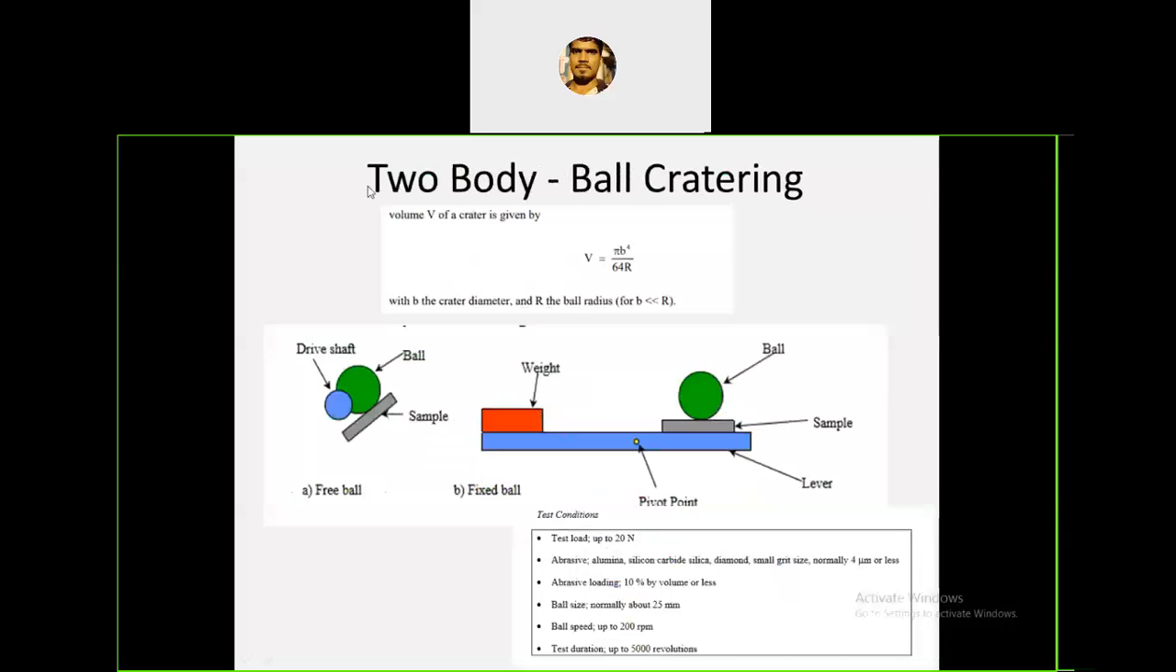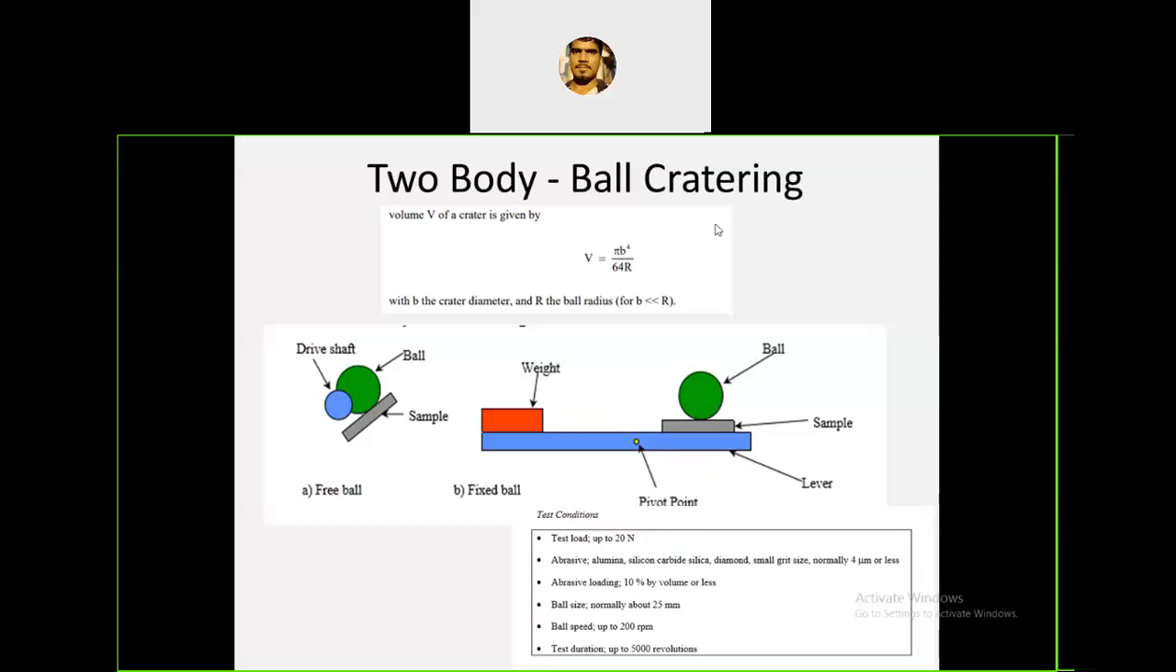And the third one is two body ball cratering. This is also one important test. It is used to measure the wear rate, and it is also used to prepare the specimen for TEM or SEM analysis. SEM means scanning electron microscopy, and TEM means transmission electron microscopy. So for TEM or SEM analysis, first you have to prepare the specimen. That preparation is done with this type of mechanism, and this mechanism is also used to measure the wear.